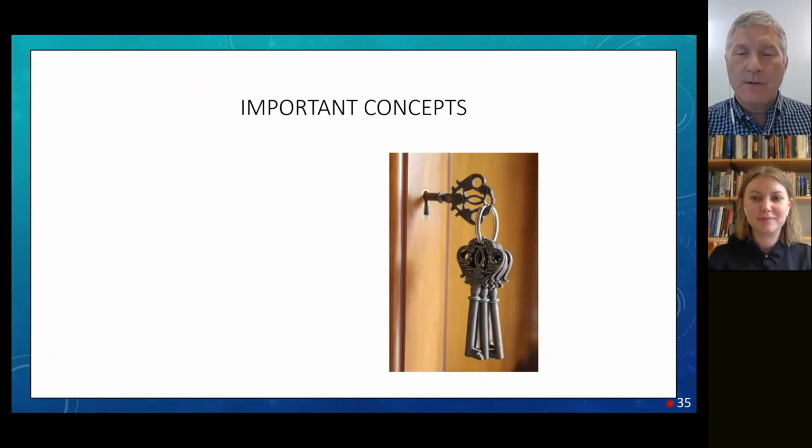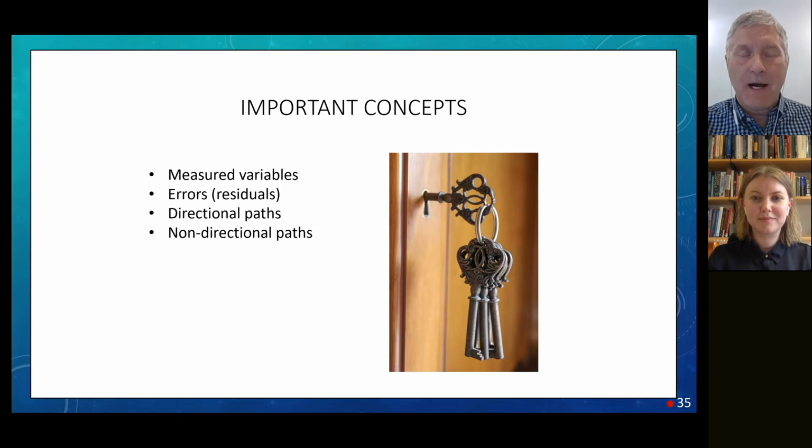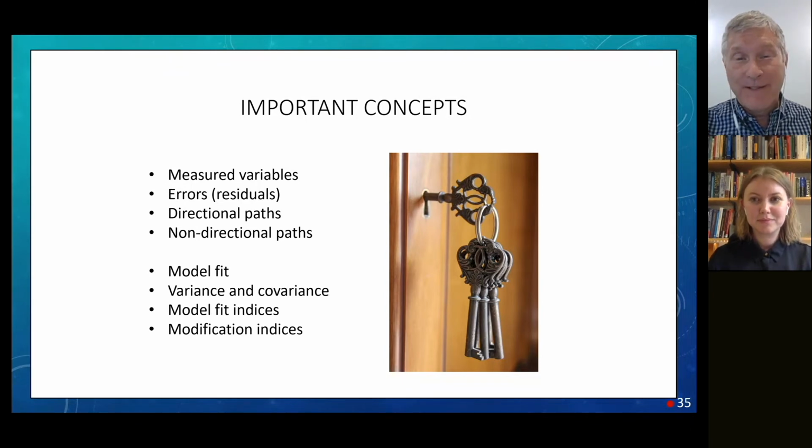So let's get into just a few of the key concepts here, some of which will overlap with things that Tove already introduced you to, but to help reinforce some of those, and then I'll move us forward a little bit. Some of those key concepts are going to be, and she mentioned some of these already, and I'll contextualize them a little more: the measured variables that we have, errors or residuals, what exactly are those things? The ideas of directional paths versus non-directional paths. What are all of those things? And again, you've seen a little bit about those. I'll try and say a little bit more. And then we'll get into, very briefly, some issues of model fit and variance and covariance and fit indices and modification indices and a lot more.